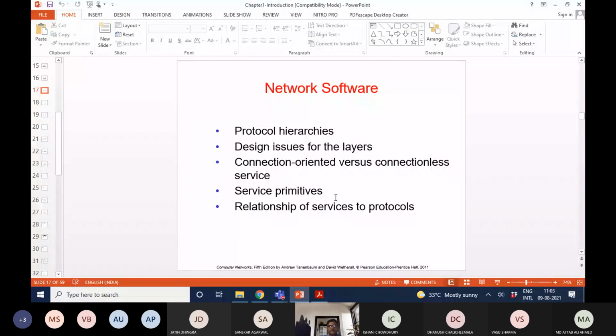In the last class we discussed what a network is and what the network hardware is. If we have network hardware, like computers and the communication medium, then how to connect them with each other, that we also saw with the help of different topologies. The next topic we are starting today is network software.